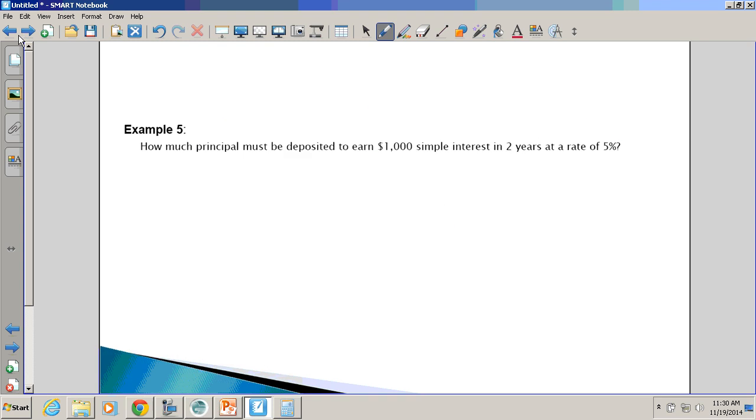Okay, lots of examples here. Let's do 5. So this is how much principal must be deposited to earn $1,000 simple interest. Ooh, we're looking for P now. So I'm using the simple interest formula. This time I'm given the interest, in 2 years. So there's my T is 2, at a rate of 5%. So my rate is going to be 0.05.